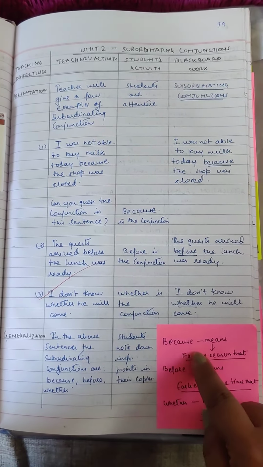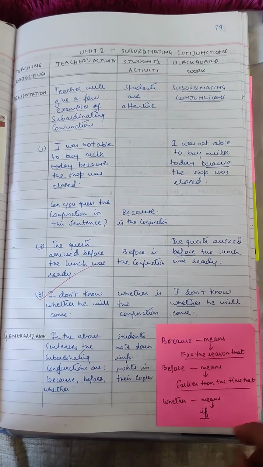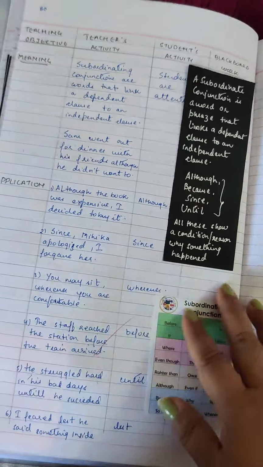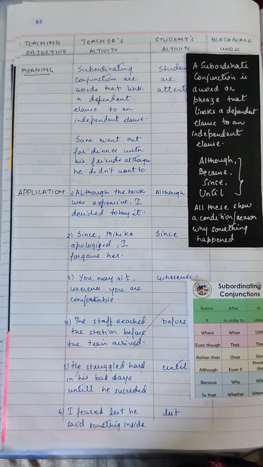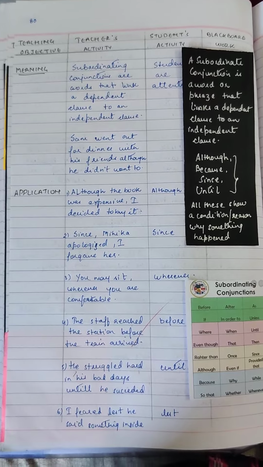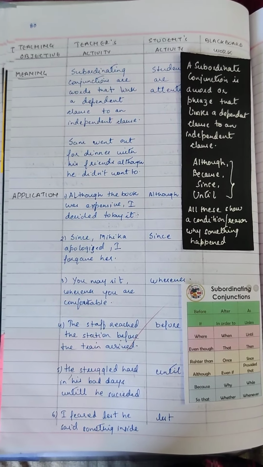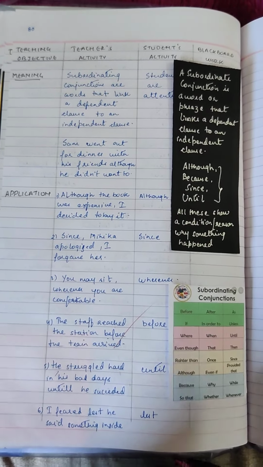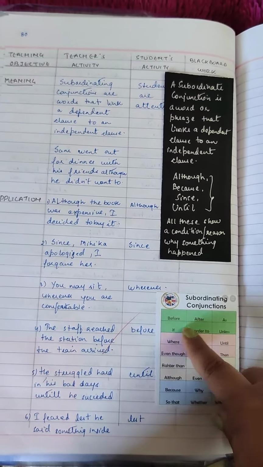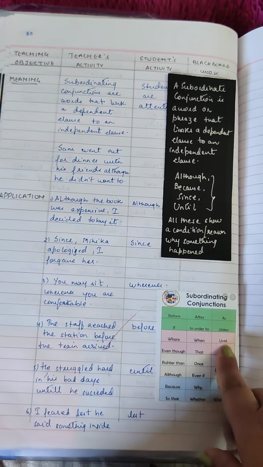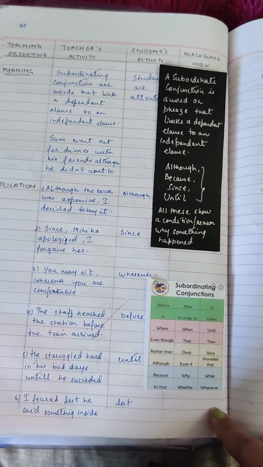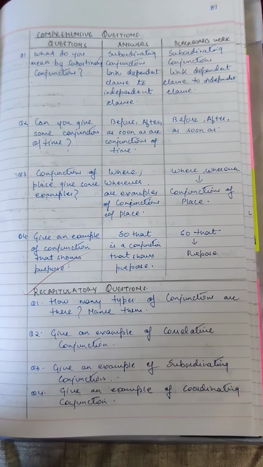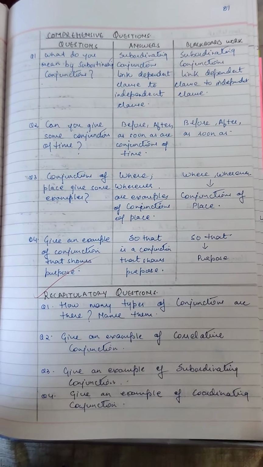Here I have highlighted some conjunctions: because, before, whether. Then comes the meaning. You can stick miniatures wherever you want to highlight the blackboard work. Then comes the application. Here I have written some subordinating conjunctions: before, after, as, if, in order to. Then comes the comprehensive questions. Then recapitulatory questions.